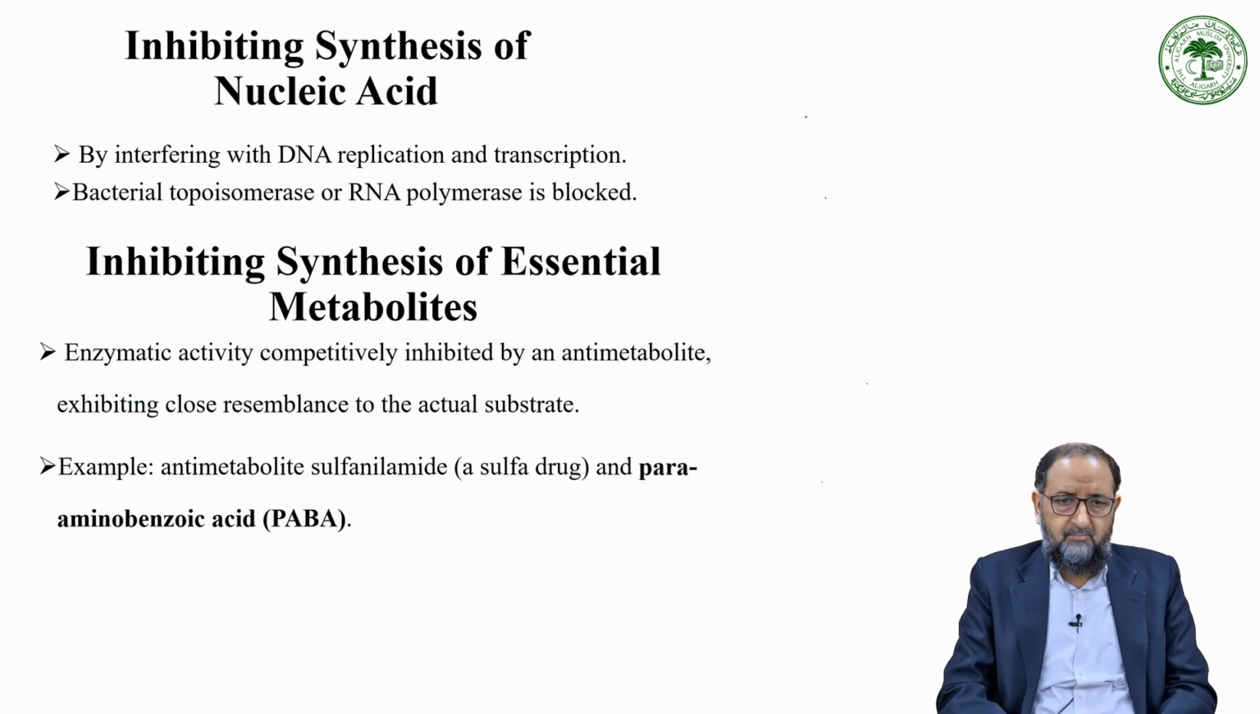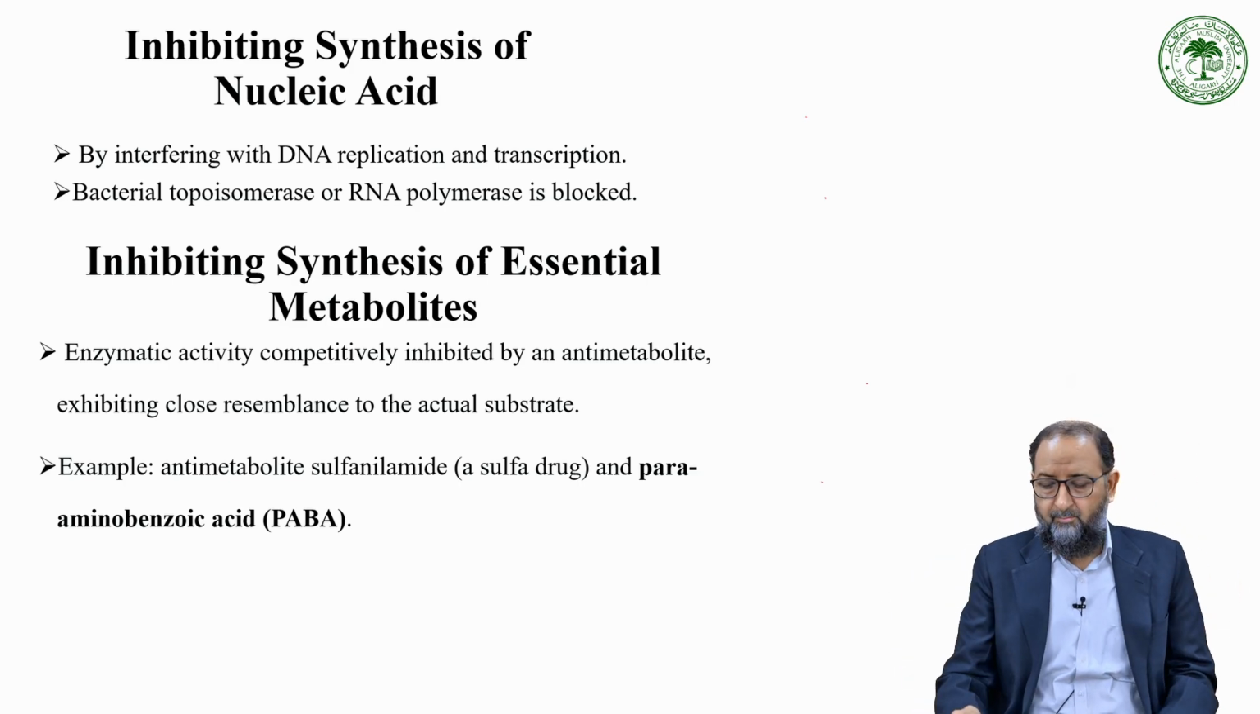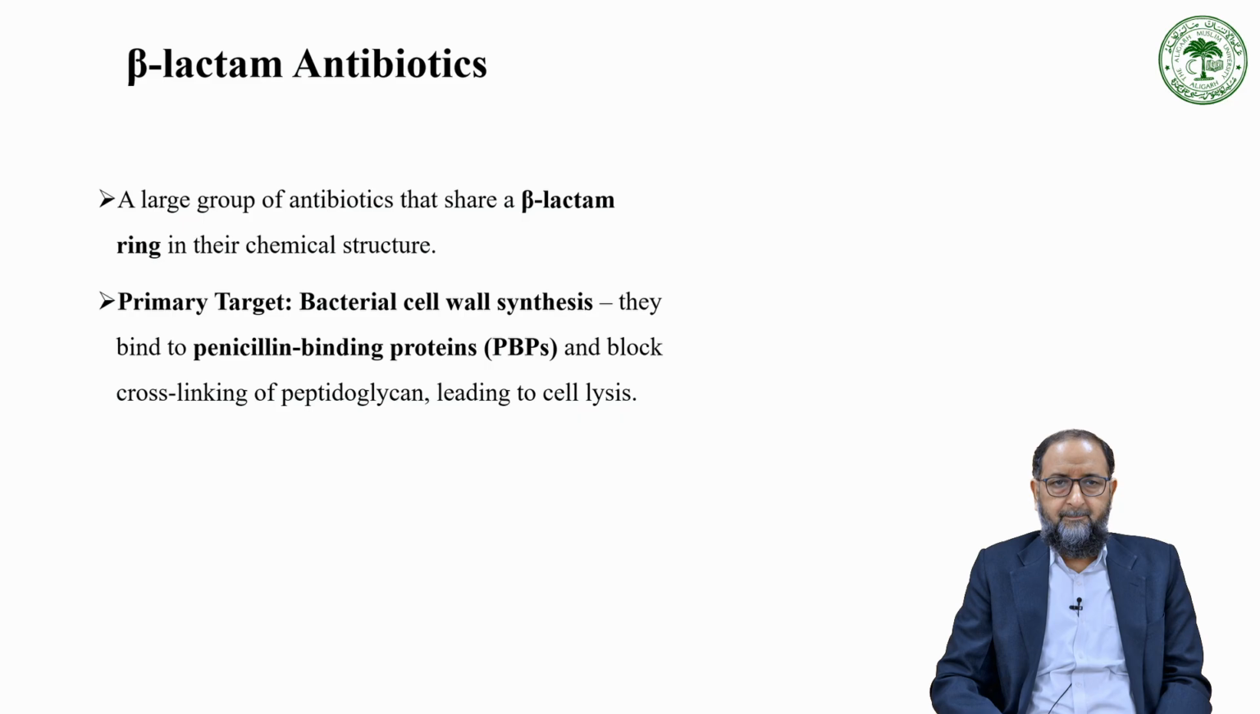For example, antimetabolites: sulfonamide, this is called the sulfur drug, very common, right, Septran, trimethoprim, right, and they are analogs of para-aminobenzoic acid. Para-aminobenzoic acid is a base analog which can compete with this, and the DNA replication enzyme will not recognize it, and it will block the synthesis of the nucleic acid.